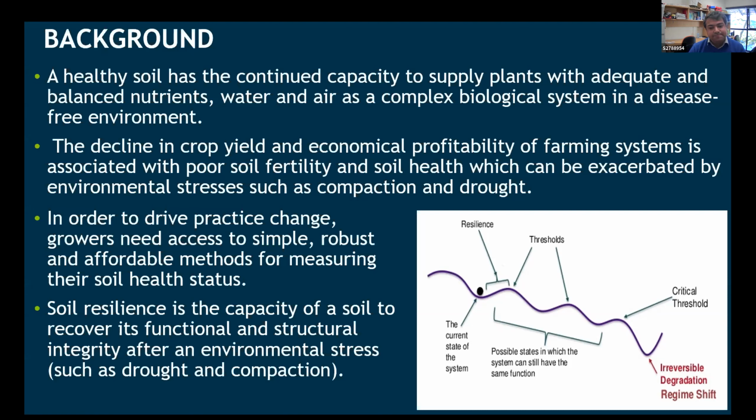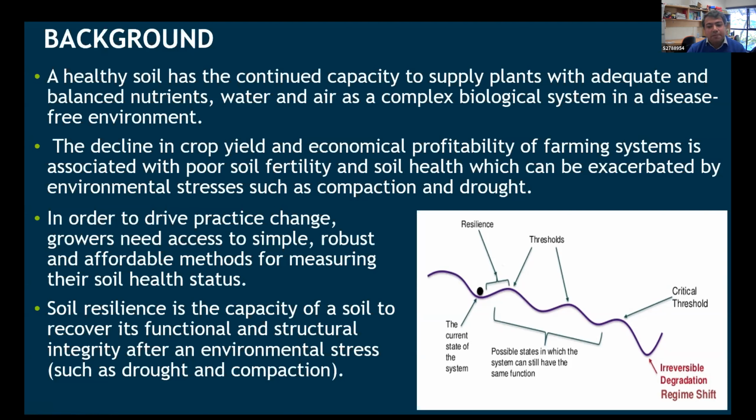Why is it important? Because as you see in the graph, every time your soil goes through different environmental stresses, it loses part of its functionality. And when it recovers, it doesn't recover to its optimum condition. So it loses functionality each time. If this process happens over a really long time, or more frequently over a long time, eventually you end up at a status where the soil is irreversibly or permanently damaged. The functionality will go so low that it cannot recover itself.